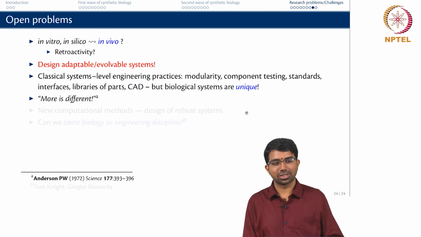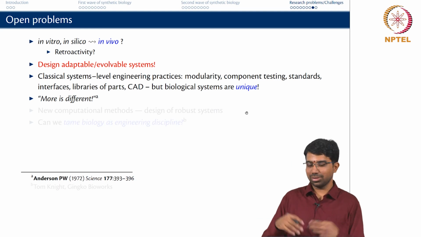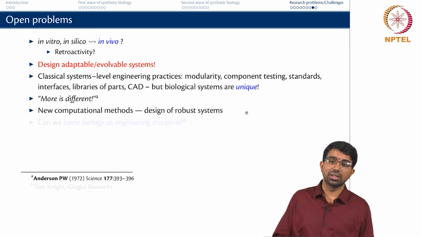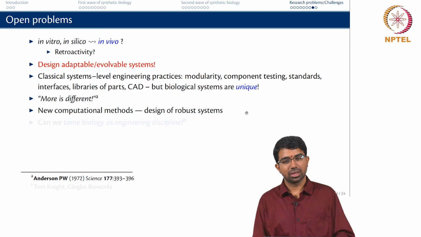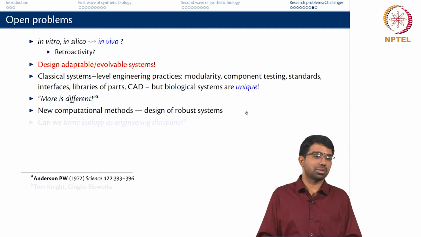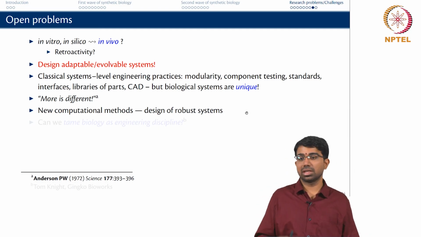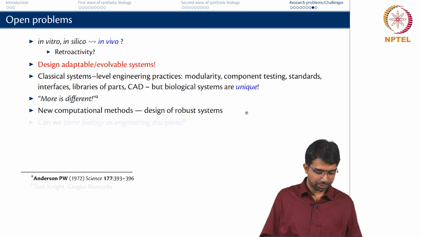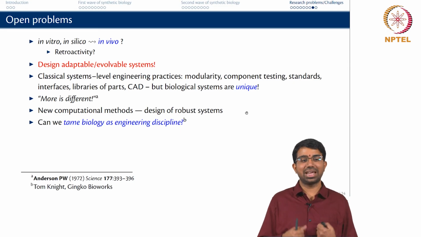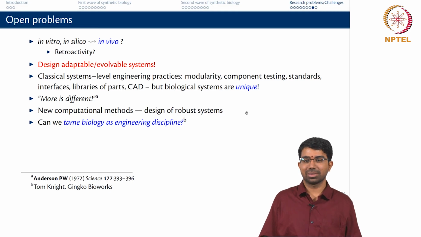And of course, more is different. You add two things together, you get something completely different. But one needs to explore new computational methods to try and design robust systems in the first place. If you design a robust oscillator that is also non-retroactive, it is likely going to be a very good synthetic biology module that you can reliably stick into a complex system. And as Tom Knight said, the goal is to finally tame biology as an engineering discipline.